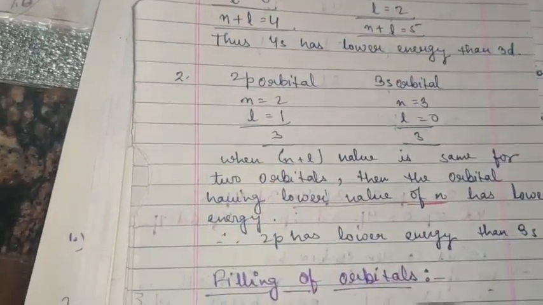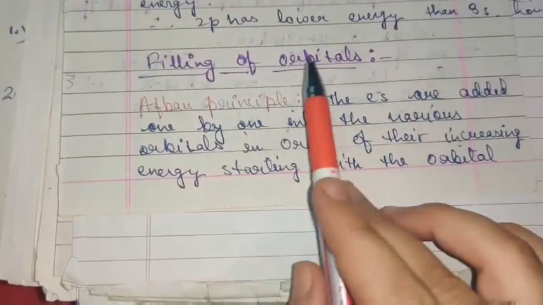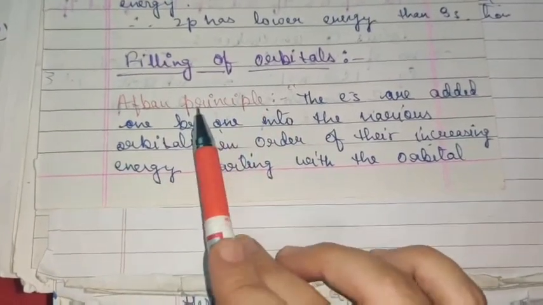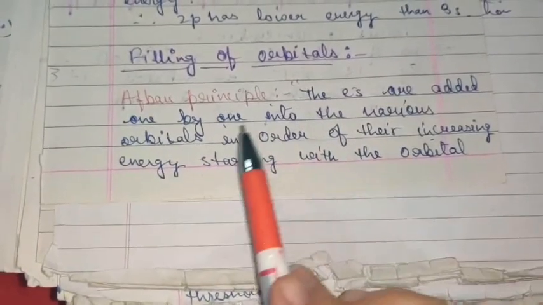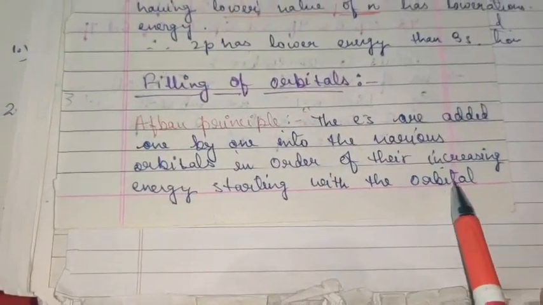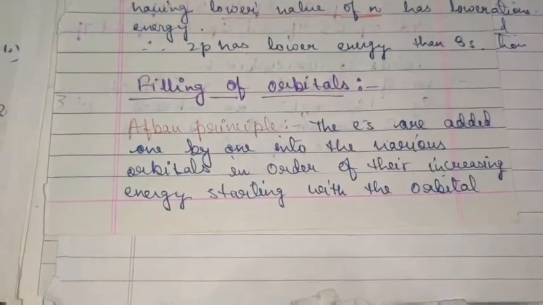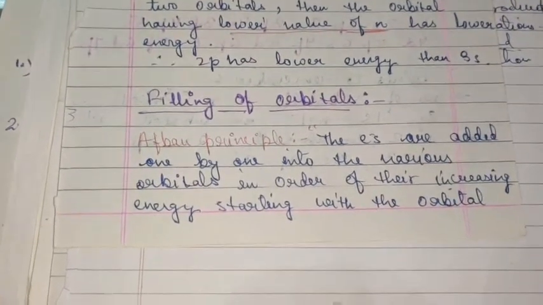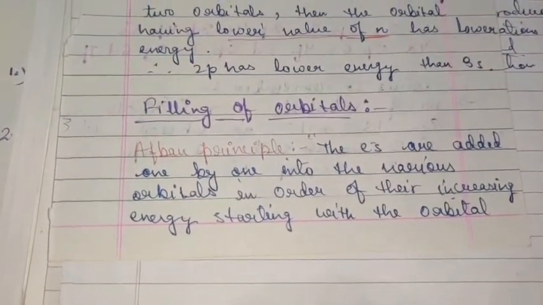Now moving on to Aufbau's principle. You can write down the language today, children. I'll explain this to you tomorrow. Filling of orbitals follows it. When you have to write down the electronic configuration, you need to follow the Aufbau principle. It states the electrons are added one by one into the various orbitals in order of their increasing energy, starting with the orbital of lowest energy. Correct? So the electron filling in the various orbitals takes place in order of increasing energy level.